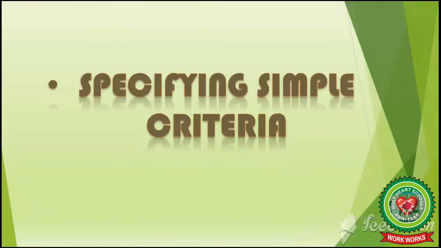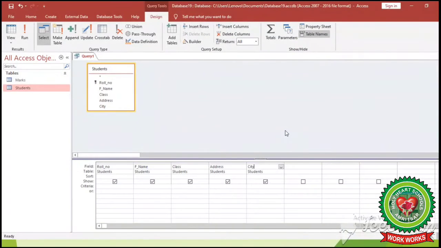Next is specifying simple criteria. We specify criteria in the criteria row of the design grid. Means we are giving the condition in the criteria row and then the data will be filtered accordingly in the query output. Let us understand it with the help of an example. Now students, here you can see I have already added the fields roll number, father's name, class, address and city. Now suppose I want to see the data of class 8th standard students. Then how can we do this?